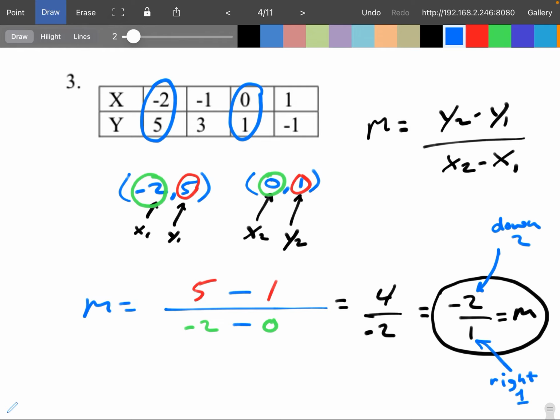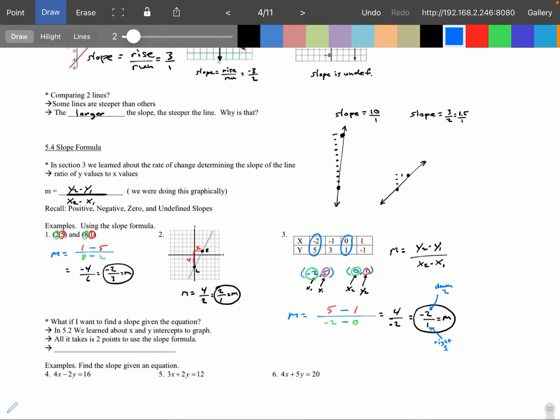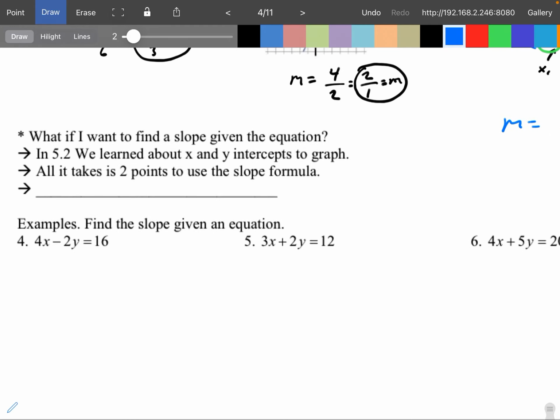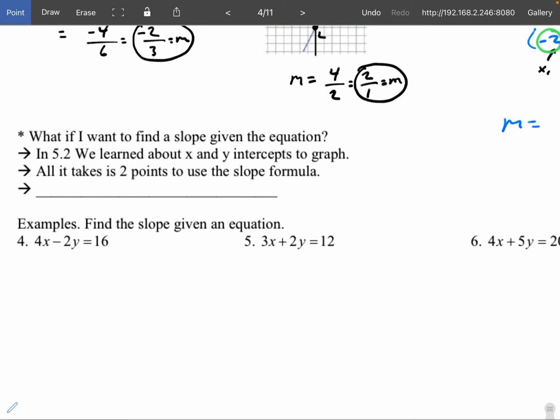Remember, the number on top tells you how far you go up or down. If it's negative, you go down. So this would be down 2. And then this bottom number tells you how far you go to the right. So that would be right 1. So if you were thinking graphically, if you were at any point on the graph, to get to the next point, you would just go down 2, right 1. All right, do we got another one? No, that was it for that part.